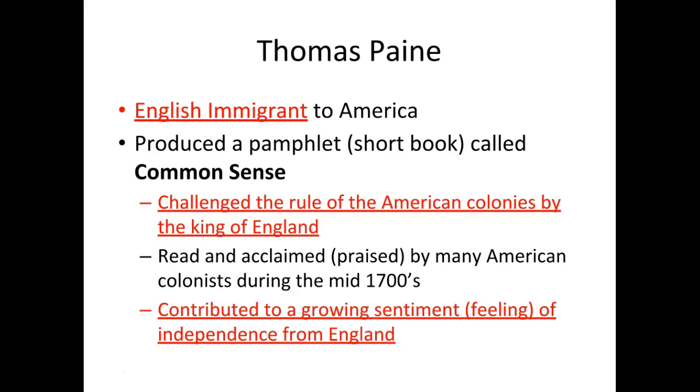So this is a little bit after John Locke's writing, but still extremely influential and essentially is what caused a growing sentiment or feeling of independence from England in the colonies. So this is what really made the colonists kind of come together and want to fight for their independence. And that is it for today.